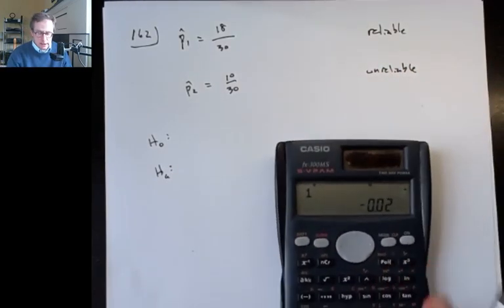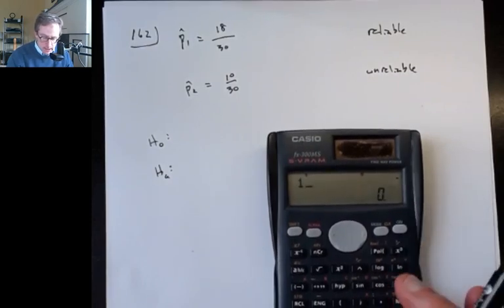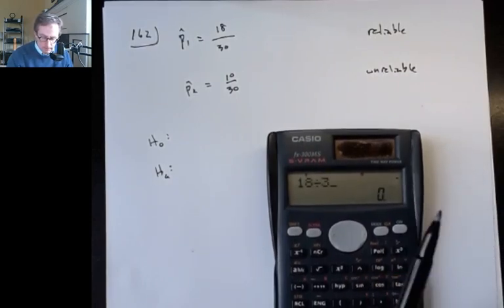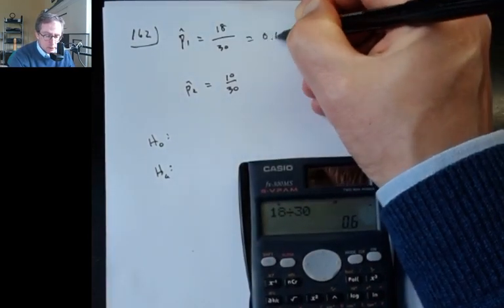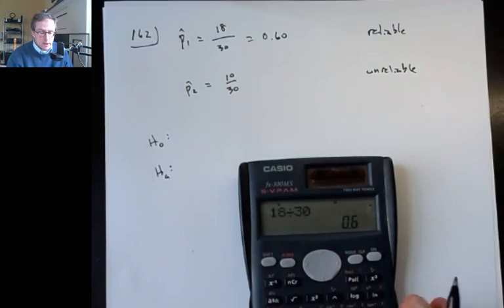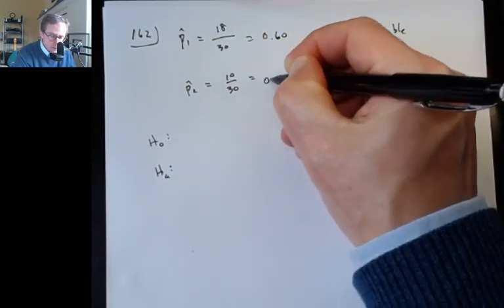Okay, so what's 18 over 30? 18 divided by 30 is 0.60, and 10 out of 30 is of course 0.33.